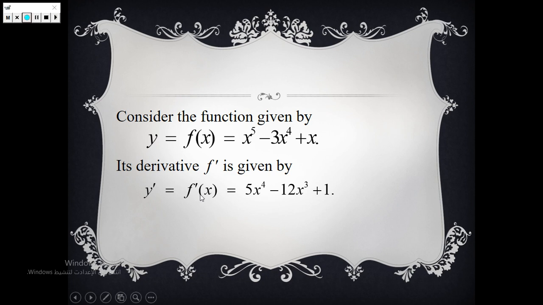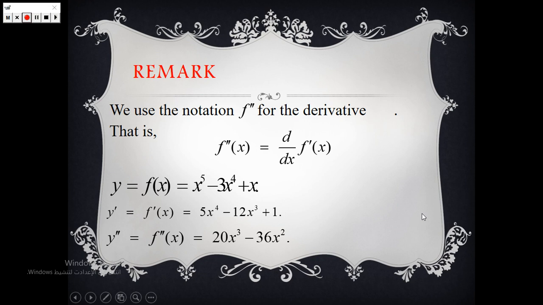y dash equal f dash of x equal x power 5, its derivative 5x power 4, minus 3x power 4, its derivative minus 12x power 3, and derivative of x equals 1. We use the notation f double dash for the derivative, that's f double dash of x equal d over dx of f dash of x.